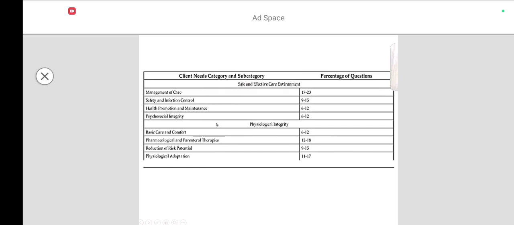Psychological integrity, 6 to 12. Now comes the next part, physiological integrity, in which basic care and comfort take 6 to 12 percent of questions. Pharmacological and parenteral therapies take 12 to 18 percent of questions. Reduction of risk potential takes 9 to 15 percent of questions. Physiological adaptation, 11 to 17 percent of questions.